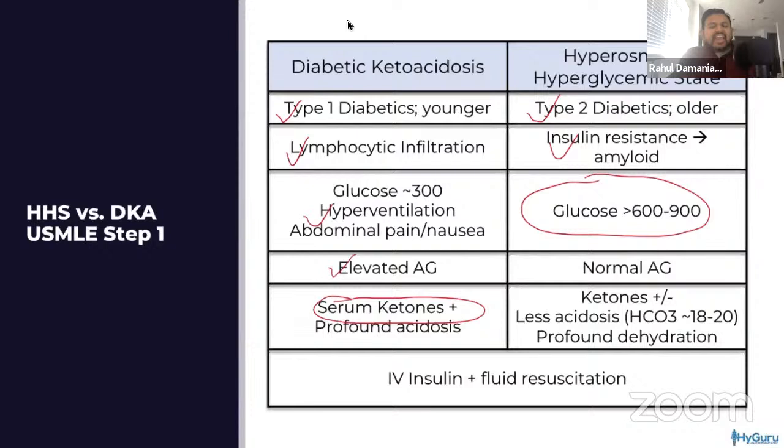In HHS, these patients are acidotic, but to a lesser extent. But most importantly, they have very profound dehydration. And that's really important for you to recognize. In both pathologies, you're going to give insulin and fluid resuscitation.